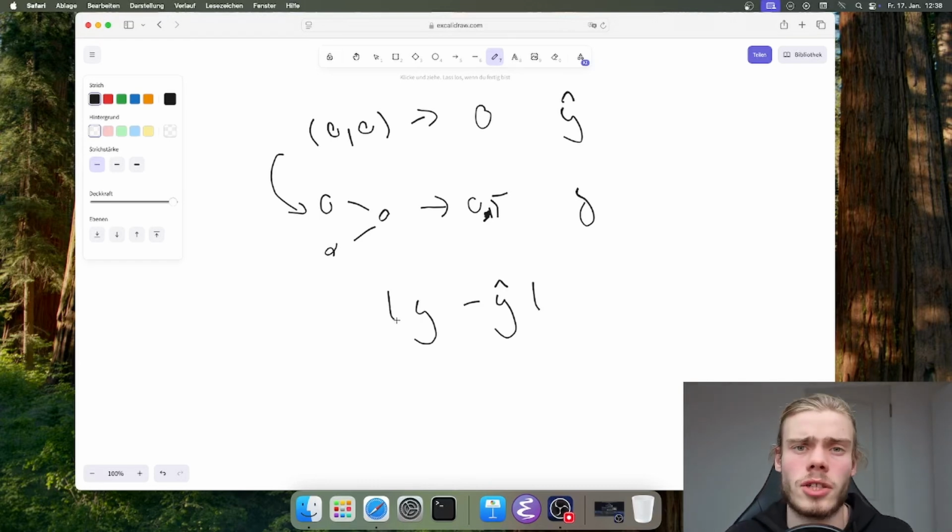So one could actually come up with some loss function that looks like this. That's the absolute difference between y and y hat. And the larger this absolute difference, the worse.